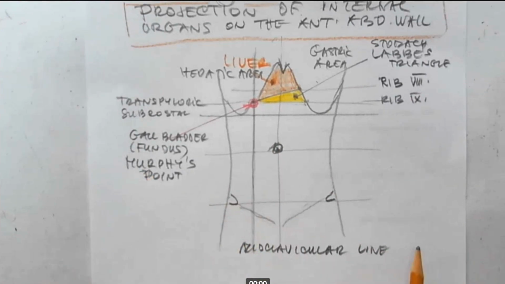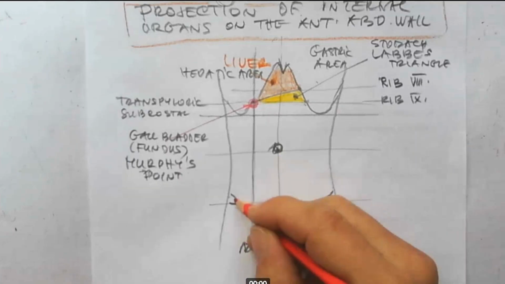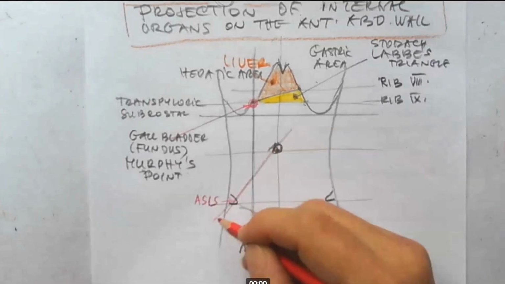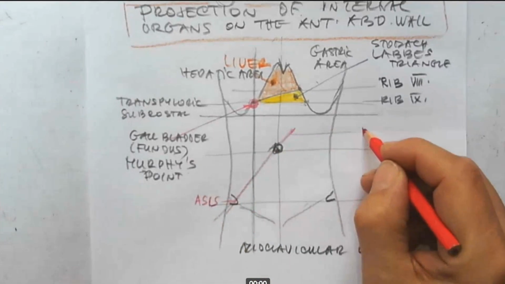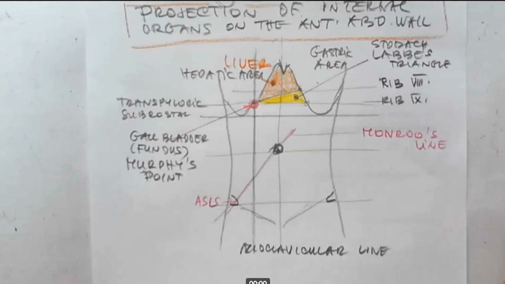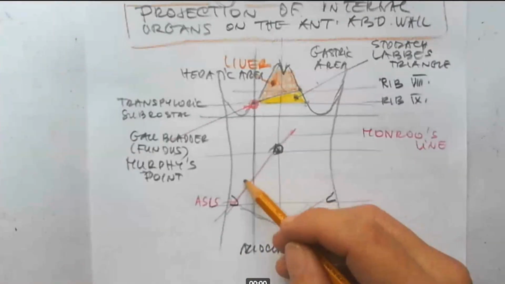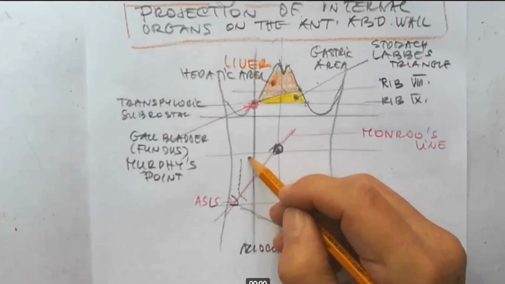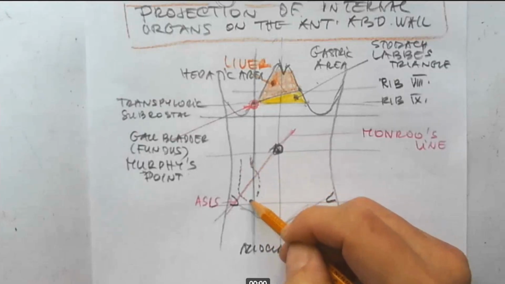gallbladder. Quite logical. Then another line is the line which interconnects this anterior superior iliac spine, that one, with the umbilicus. This line is called Monro's line, and on this line lies the position of the appendix. So we are drawing here also the cecum. It would be like that. Here is the cecum.